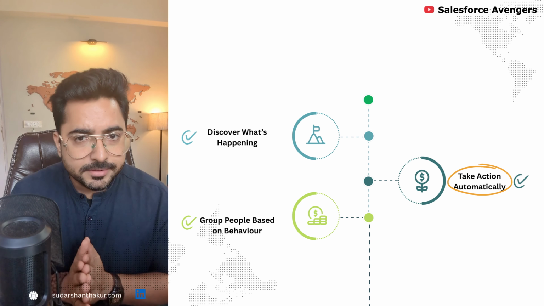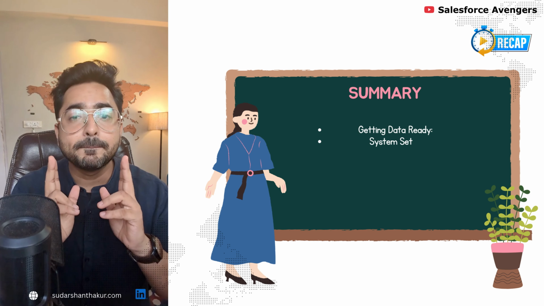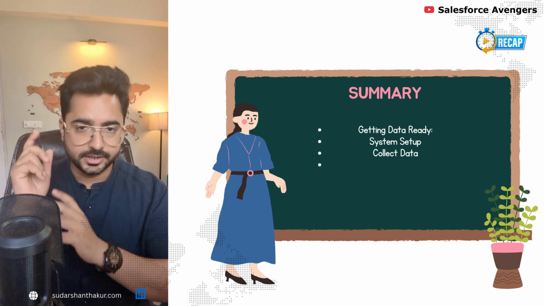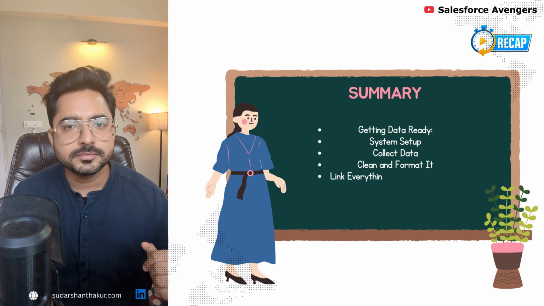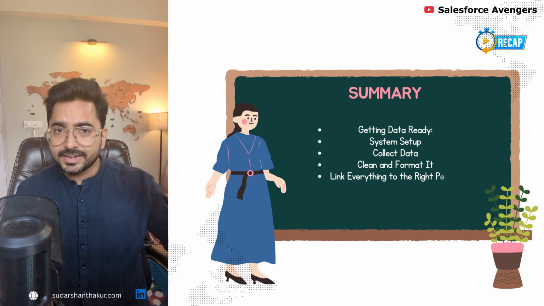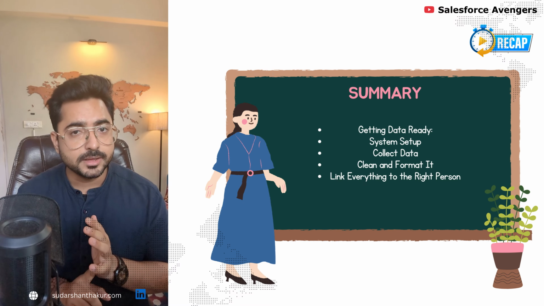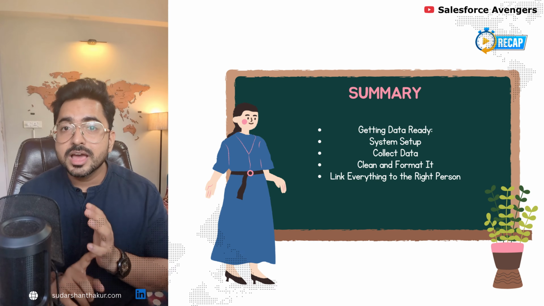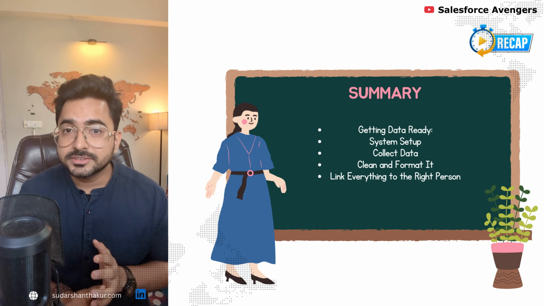Let's come to the summary of what we have learned so far. There are 7 steps in the complete Data Cloud journey. I'll go through them one by one. Number 1, getting data ready. For that, you need to have your system set up. You need to collect data, clean and format it, and link everything to the right person.